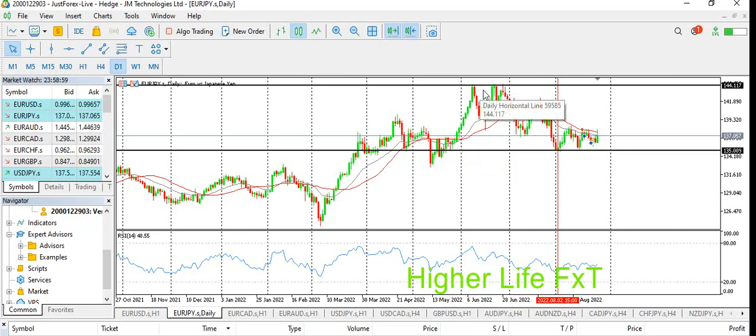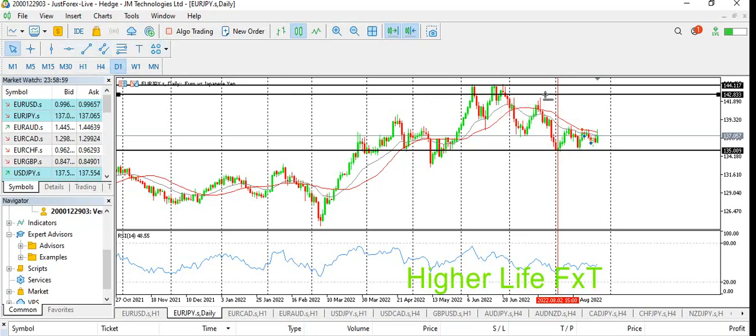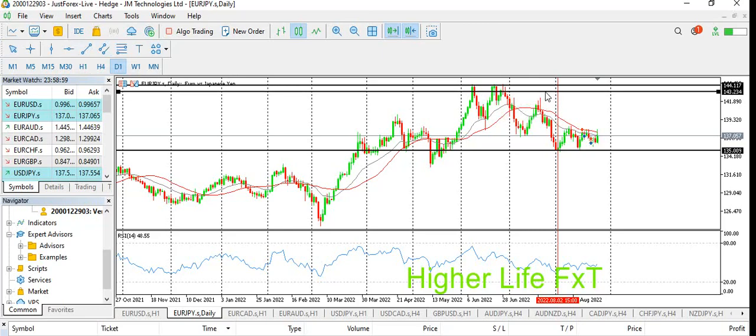We know it is a resistance because it is rejected here. When we get to this area, price cannot break through, and hence it comes back down and tries to go back up again to break through, but still fails to break. Comes down again with this candle. After a couple of days it goes up, tries to break again and still fails. This is an area of strong resistance. We can call it a resistance zone or a resistance area.